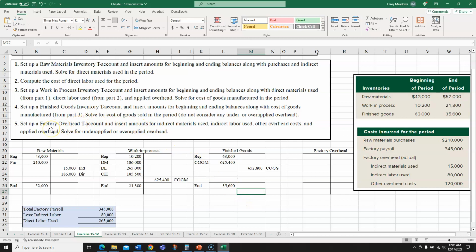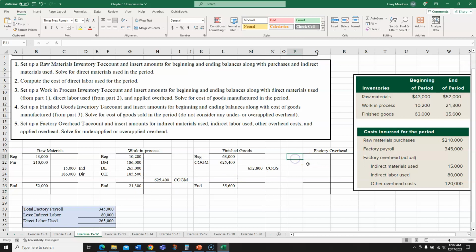Now 5, set up a factory overhead T account and insert amounts for indirect materials used, indirect labor used, other overhead costs, and applied overhead. Solve for underapplied and overapplied. So my factory overhead would have started with 0, because we restart that at the beginning of the period. So I have no carryover.